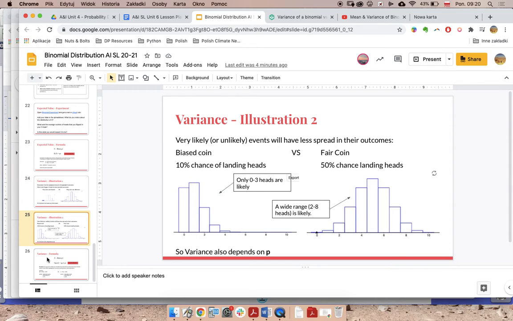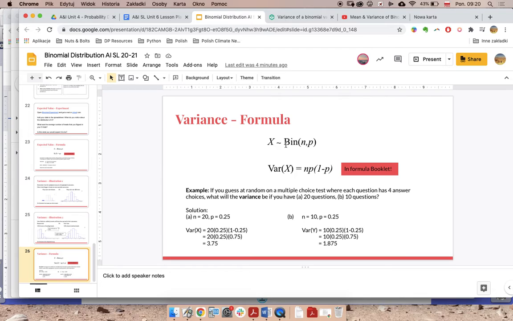The exact formula that calculates the variance or spread of your variable is on this next slide, and it's also in your formula booklet. We won't prove it rigorously, but we now have an idea that it should involve both n and p. It is similar to the expected value, except you're going to multiply n times p times 1 minus p. Here's what that looks like down in the slides below.